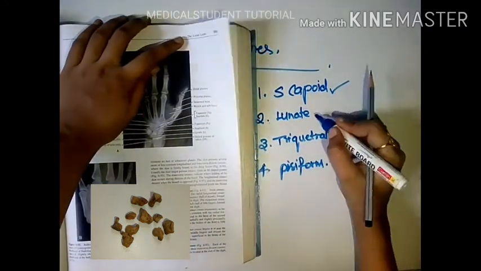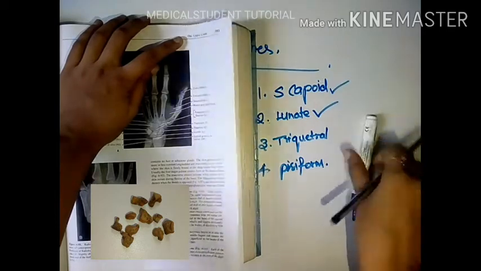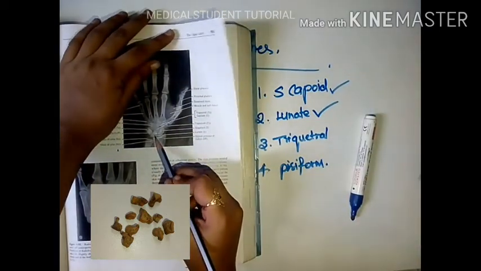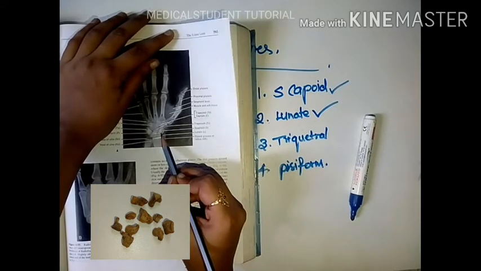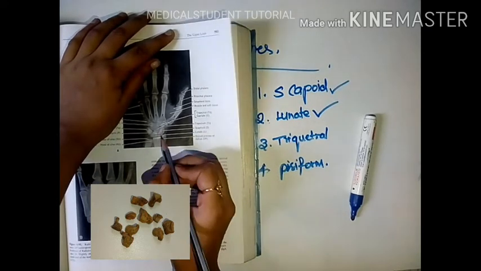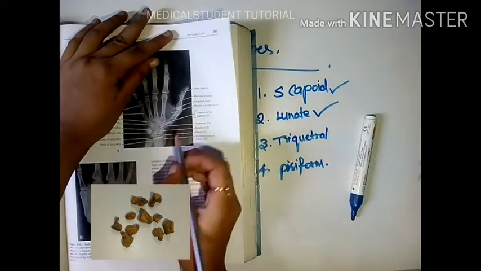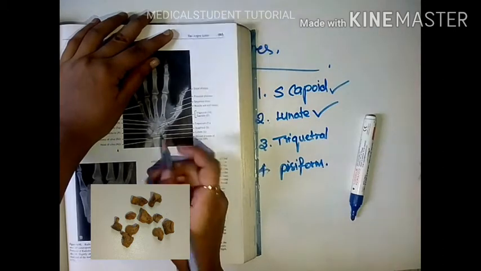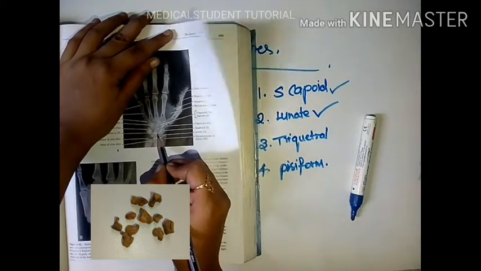Second one is the lunate. Lunate is half-moon shaped. This is situated near the scaphoid bone on the lateral side. This is the lunate.